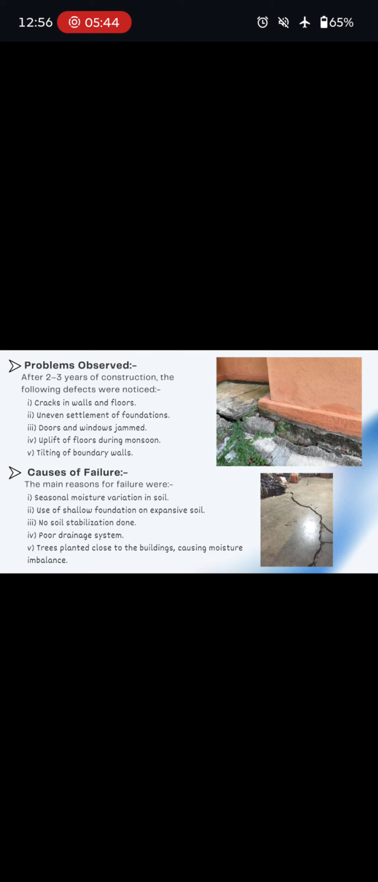Problems observed. After 2 to 3 years of construction, the following defects were noticed: cracks in walls and floors, uneven settlement of foundation, doors and windows jammed, uplift of floor during monsoon, tilting of boundary walls. Causes of failure. The main reasons of failure were seasonal moisture variation in soil, use of shallow foundation on expansive soil, no soil stabilization done, poor drainage system, trees and plants close to the building causing moisture imbalance.